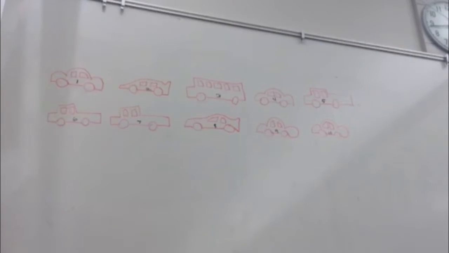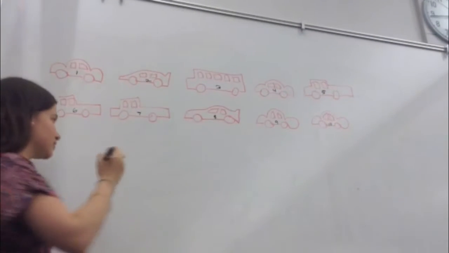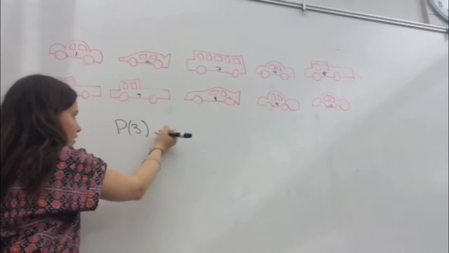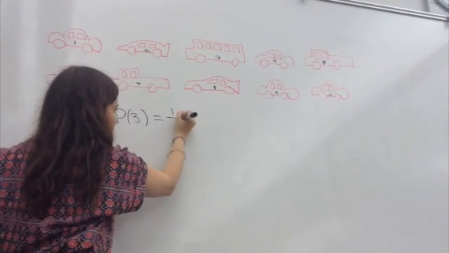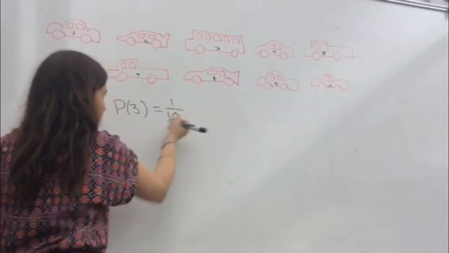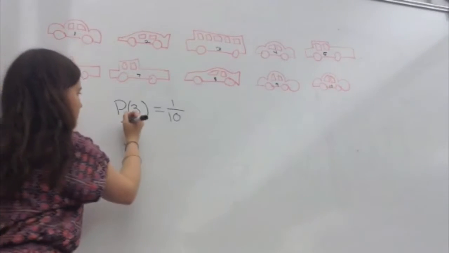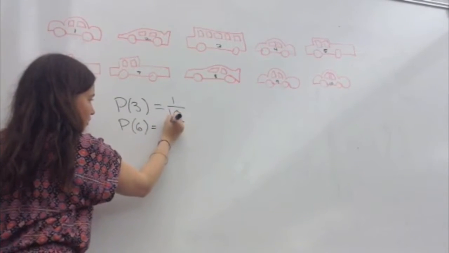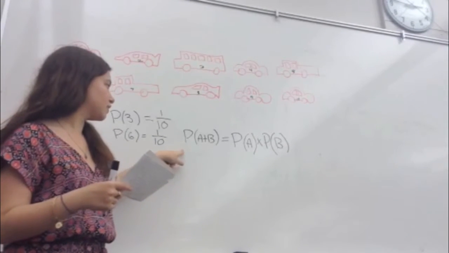Now we're going to teach you how to solve the probability of an independent event. We're going to start with car 3, so P(3), and the probability of getting car 3 is 1, and we have 10 cars, so it's 1 over 10. Then if we replace car 6, we would do P(6) equals 1 over 10. So this is the equation you use to find the probability of an independent event.